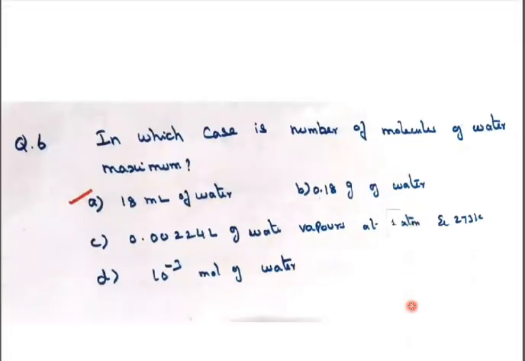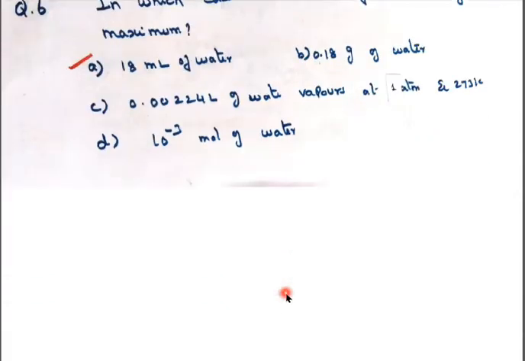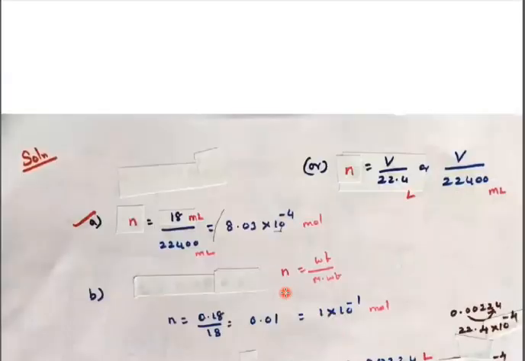Welcome back to the next series of questions. In which case is the number of molecules of water maximum? They have given four options: 18 ml of water, 0.18 gram of water, 0.00224 liter of water vapor at 1 atmospheric pressure and 273 Kelvin, and 10 to the power of minus 3 mole of water. So we have to find out the number of moles.